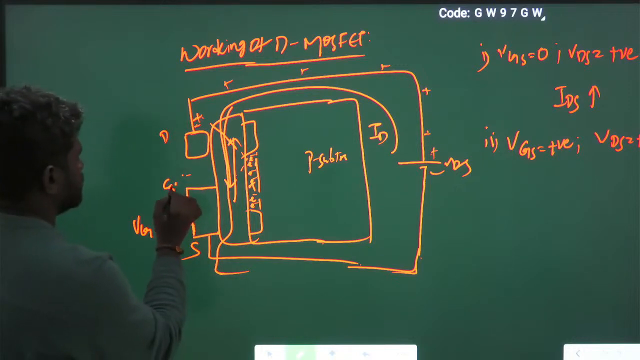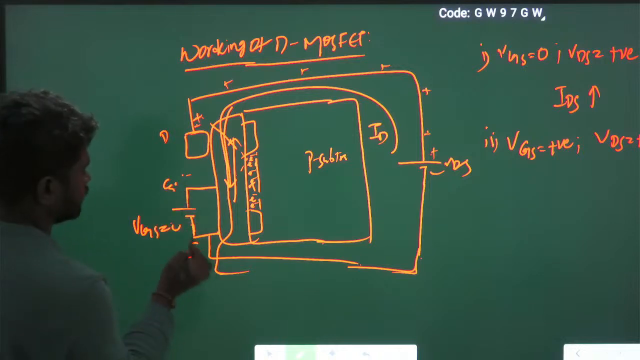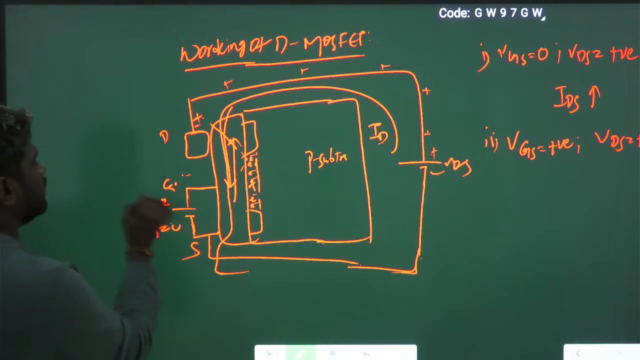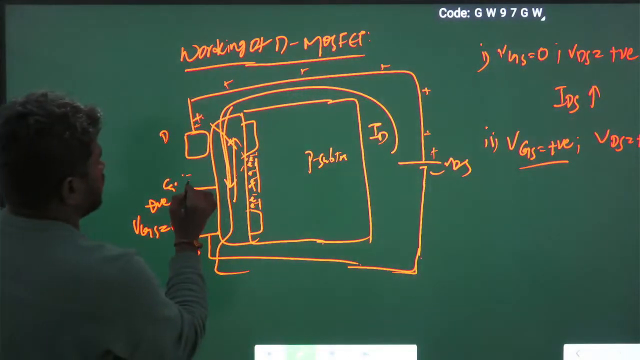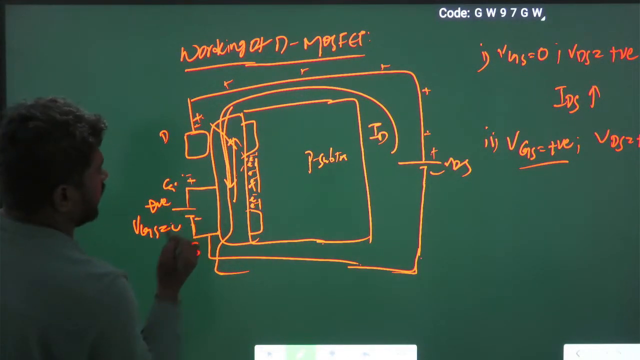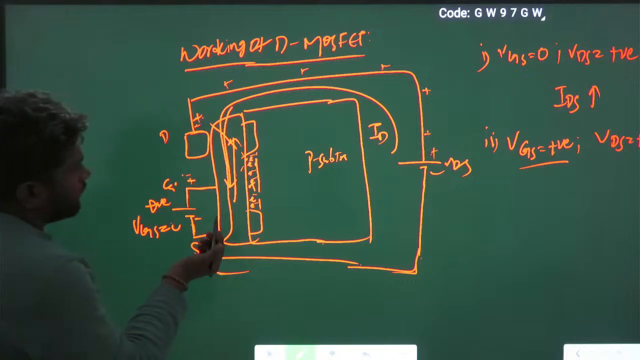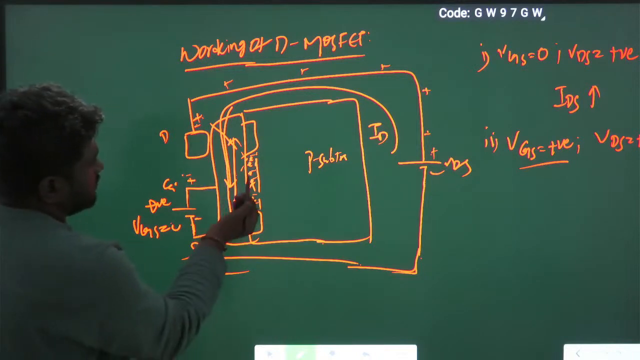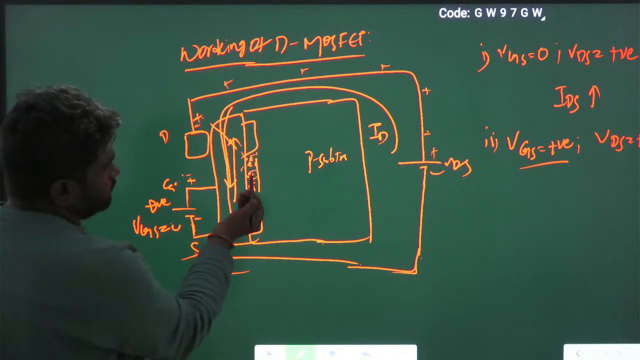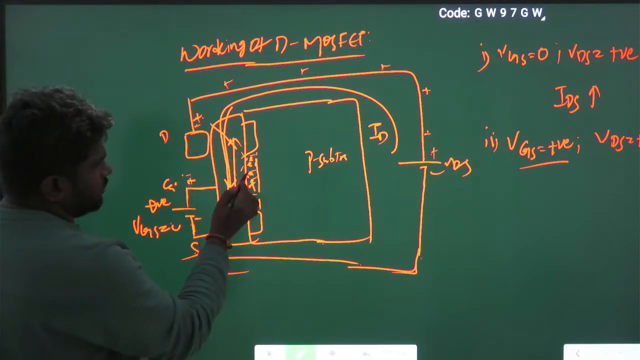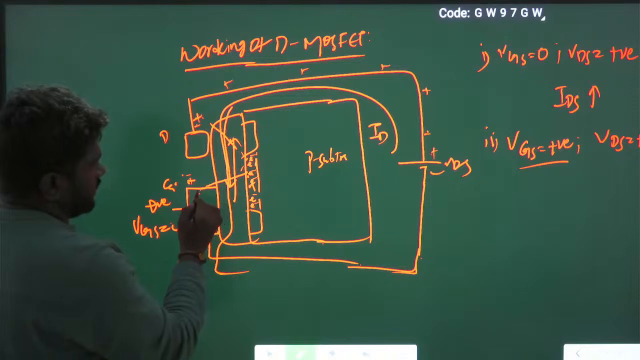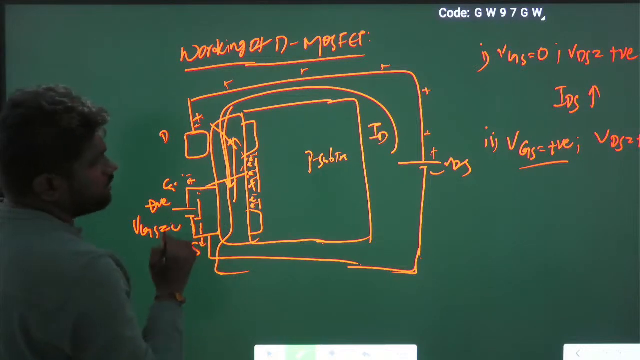Okay? So this is the gate, this is the source. Now I am applying VGS positive. So here I have positive charge, and I have negative charge. Now see, these electrons having the negative charge and this is the positive charge. So these electrons get attracted and the current will flow like this.